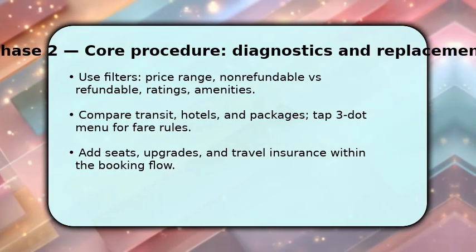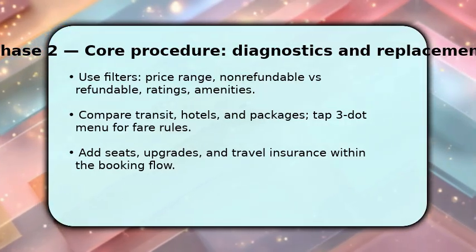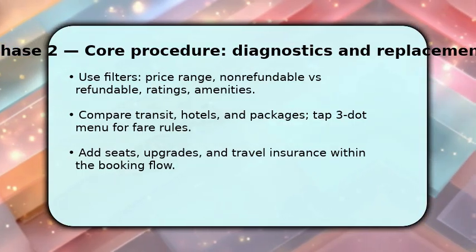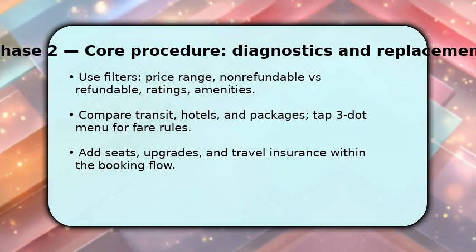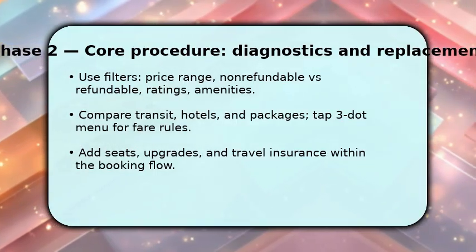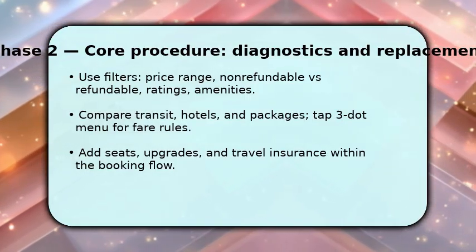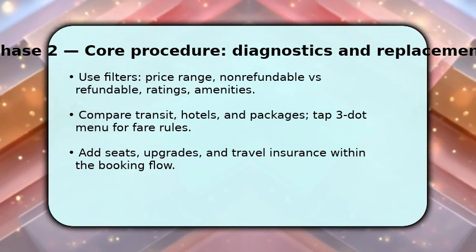This reduces post-booking headaches. Once you find a match, compare transit and lodging side by side, then open the three-dot menu to review fare rules and baggage allowances. Knowing rules prevents surprises. During booking, add seats, upgrades, or travel insurance in the flow. It's faster than later. Make sure to review total cost and confirmation details before final payment to avoid mistakes.